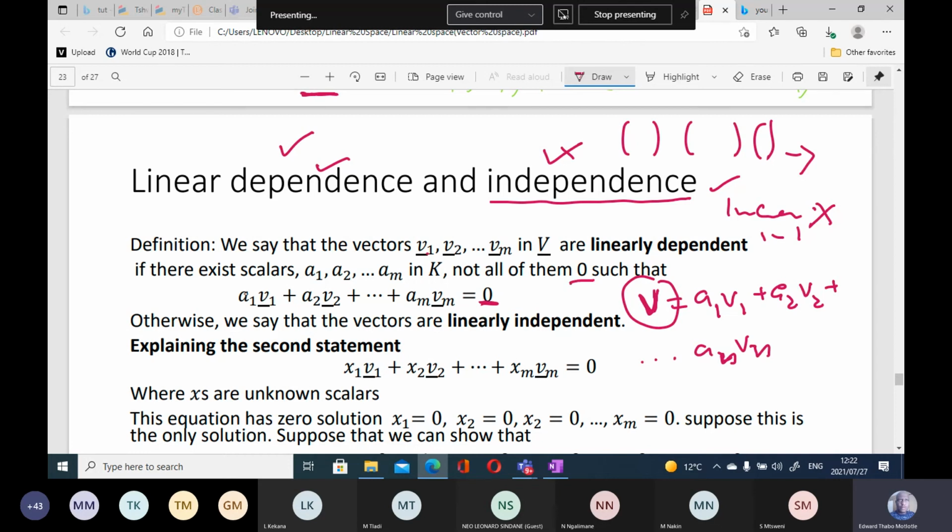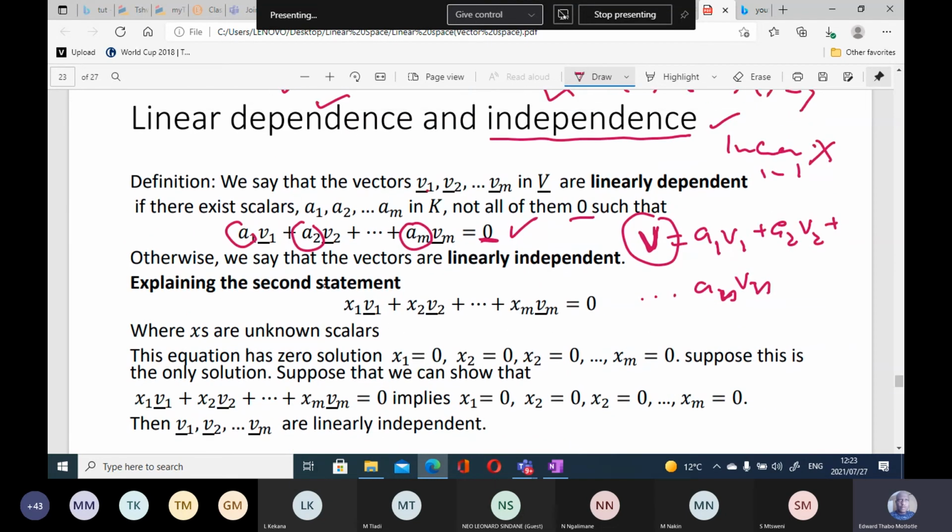Okay. So here what they are saying is not all of them zeros. We know that if A1 is 0, A2 is 0, and AM is 0, then it will hold. Everything will be a zero vector. So the situation that we want is that these must not all be zeros. One of them must be 2, 3, or 1, and so on.